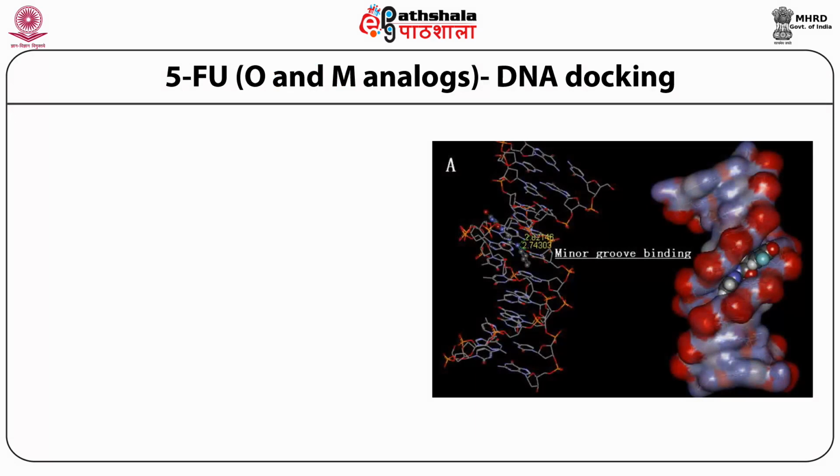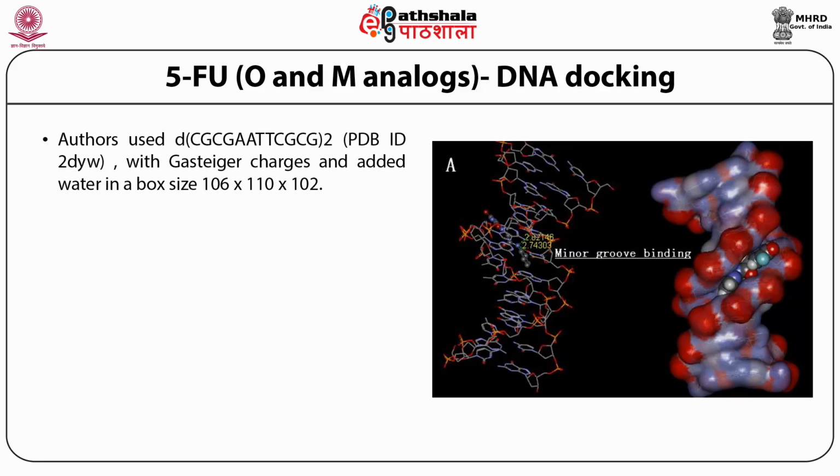For binding of 5-FU in ortho and meta analogs, the authors used the DNA sequence CG. The PDB ID of the structure was 2DYW with Gasteiger charges and added water molecules in a box size of 106 by 110 by 102. The binding was studied. They used a grid spacing of 0.375 angstrom. A typical model for binding of the ortho analog is shown in this picture.